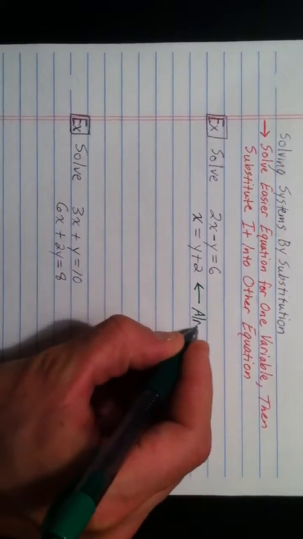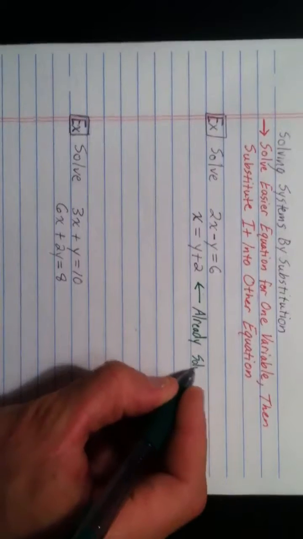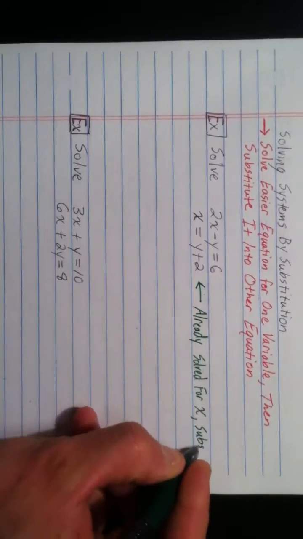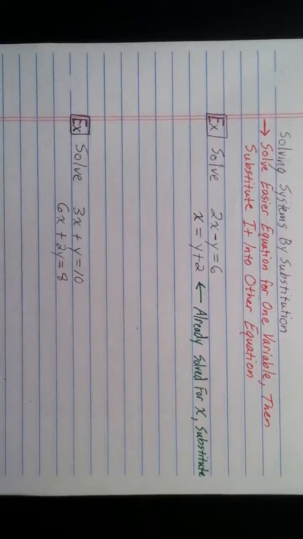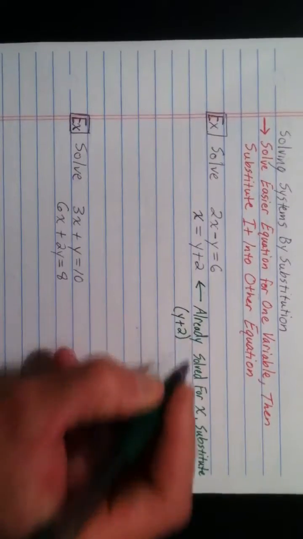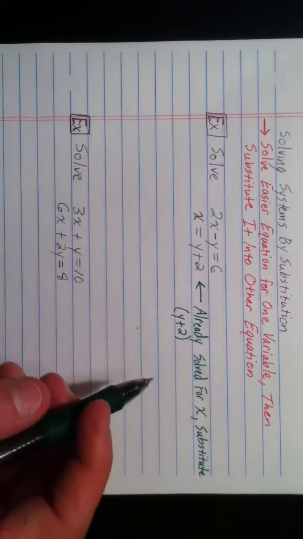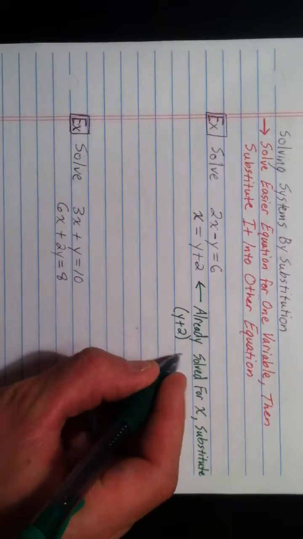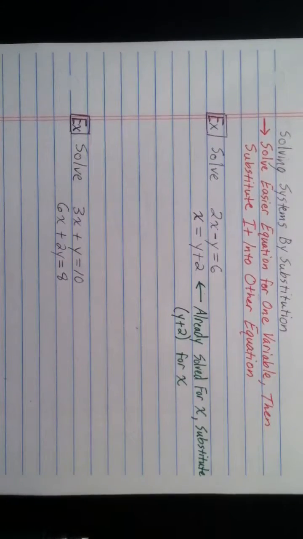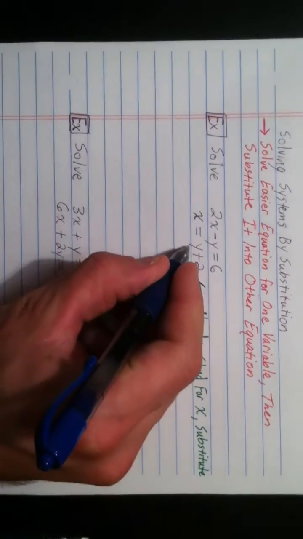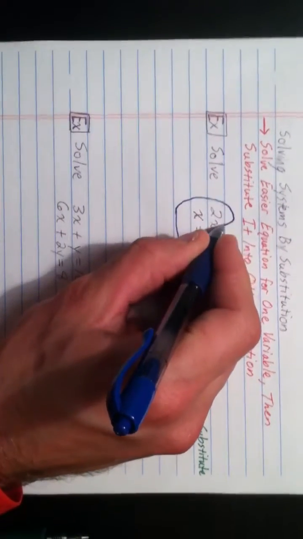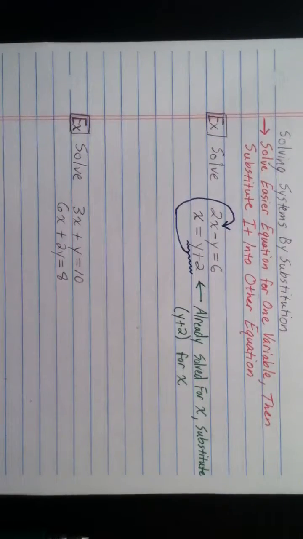So because the second equation is already solved for x, we want to then substitute. That's why we call this substitution. We want to substitute in what it equals. In this case, it equals the y plus 2. We want to substitute that into the other equation for x. So x equals this y plus 2. Well, then we take this y plus 2, and in the other equation, wherever we see an x, we're going to replace it with the y plus 2.